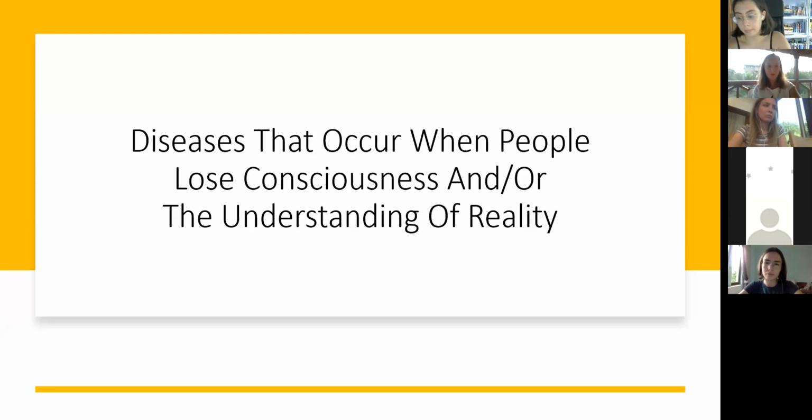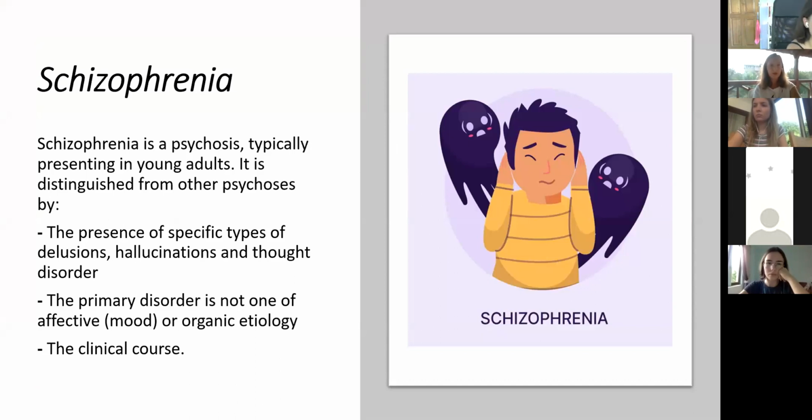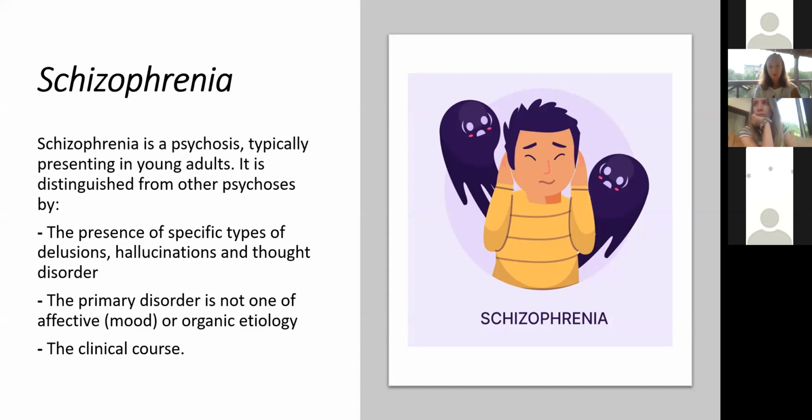So now I'm going to talk about the diseases that occur when people lose their consciousness and/or the understanding of reality. So we're going to start with schizophrenia. As you all know, schizophrenia is a psychosis, typically starting around 20 years of age. It is important because people see delusions and hallucinations. The important part is the clinical course. It can be acute, it can be treated, but most of the time it is not cured, but treated, let's say.